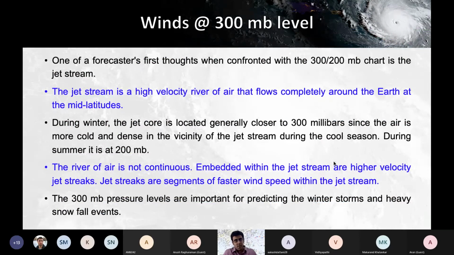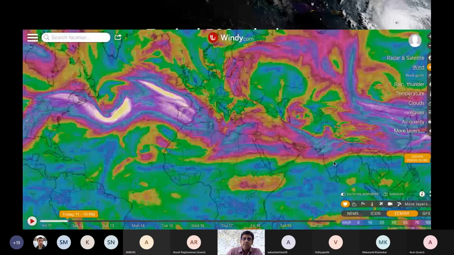Okay, so the last level is 300 millibar. It's a very important level because jet streams can be found at two different levels, 300 and 500. So 300 millibar and 500 millibar level are kind of interconnected because you have two different types of jet stream. One is polar jet stream and another is subtropical jet stream. So for a tropical country like India, the subtropical jet stream is what is very important.